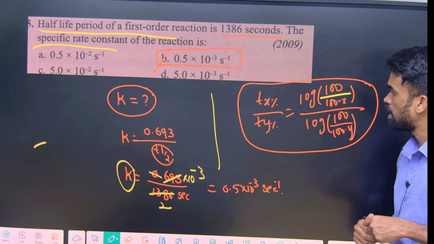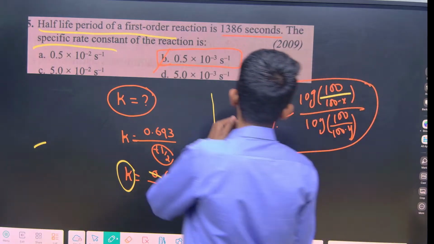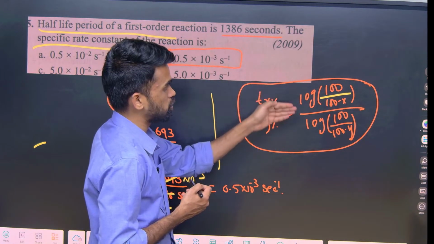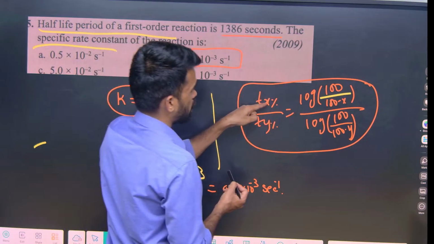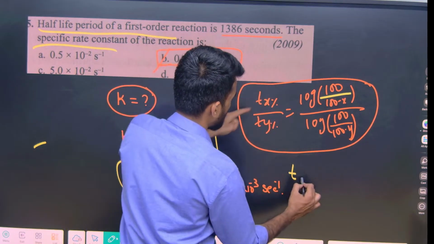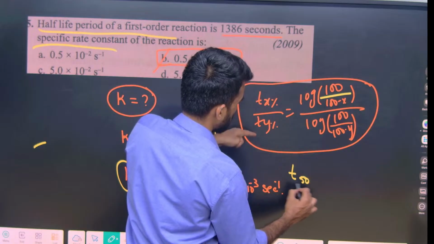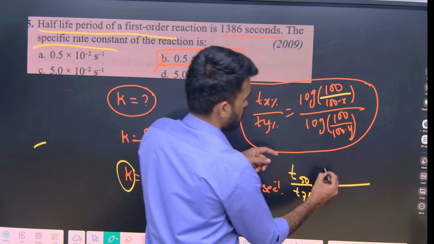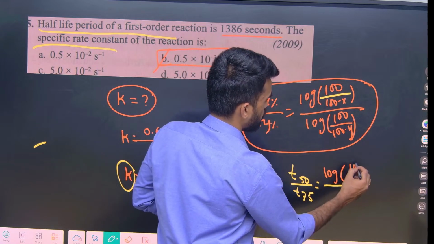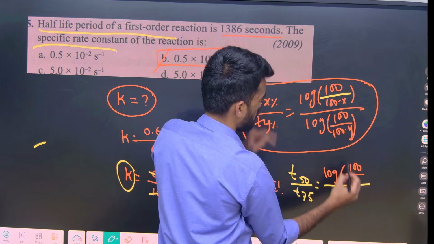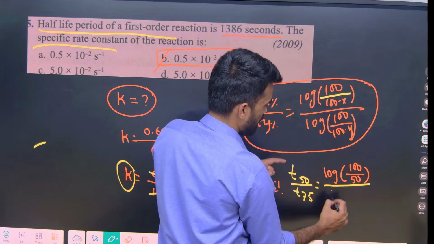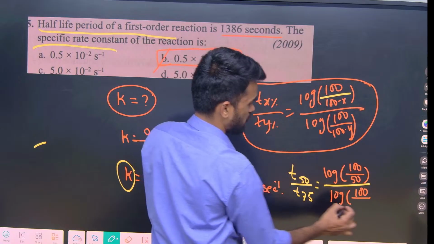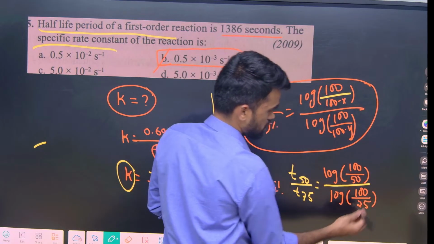For example, I am asking you to calculate t 50% and t 75%. What is the relation here? Let us say t x is 50%, and here I am saying t 75%. So log 100 by 100 minus x, that is 100 minus 50, and log 100 by 100 minus y, that is 100 minus 75, that is 25 here.